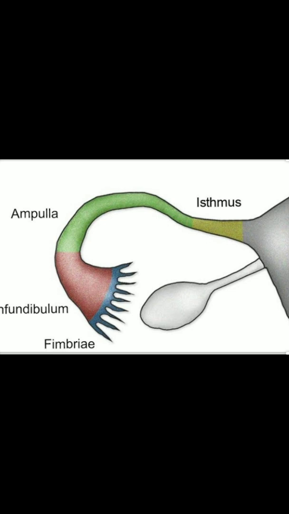The ampulla is a slight enlargement near the infundibular end. Here the ampulla is colored in green color. It lies between the uterine end and the infundibular end. And the third part is infundibulum. The terminal portion of the fallopian tube is called the infundibulum, and this end has finger-like processes. It is called fimbriae, and the fimbriae are colored in blue color. And the fimbriae have an opening which gives access to the peritoneal cavity, through which the ovum passes through the fallopian tube to the uterus.